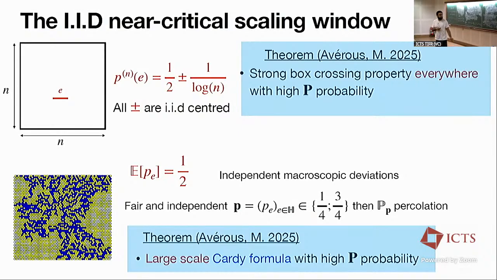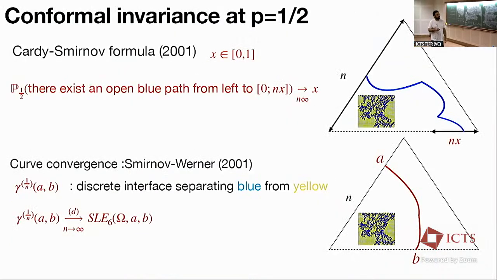And so the easiest way is, for example, for assigning the blue color in this kind of site percolation, you can say: in advance, I first toss a coin to decide whether it's going to be 3/4 or 1/4 with probability 1/2, and then I do a percolation model with this obtained environment. And then the final theorem of the paper is that if you look at large scale, with high probability, the Cardy formula holds.